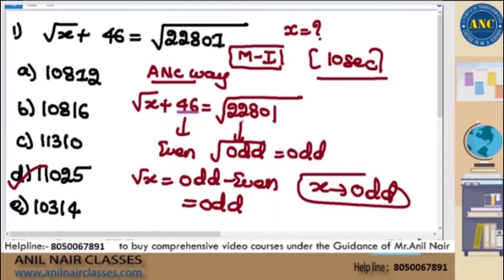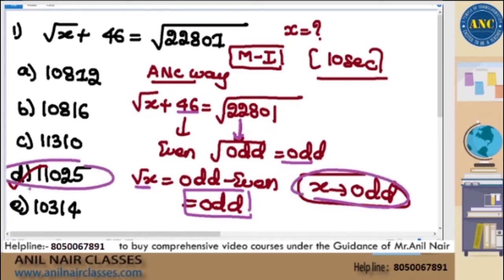Root x plus 46 is root of 22801. 46 is an even number. This is an odd number. Root of an odd number is always an odd number. Root x plus even is odd, so root x will be odd minus even. Root x is an odd number. X will also be an odd number. There is only one option, which is 11025. This is by using the number tree concept.